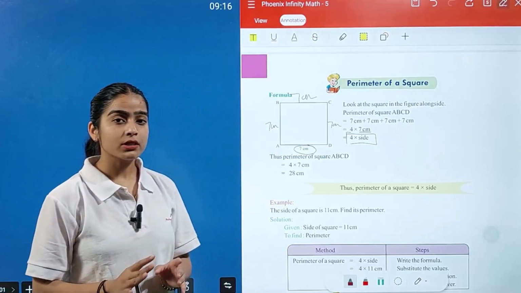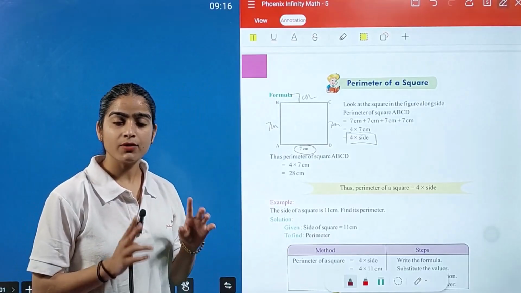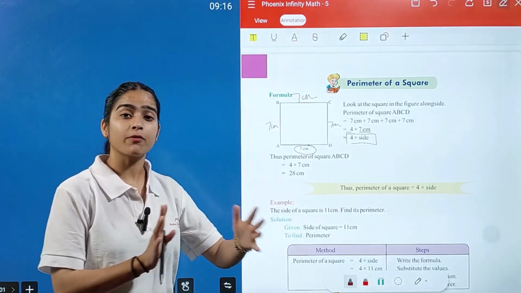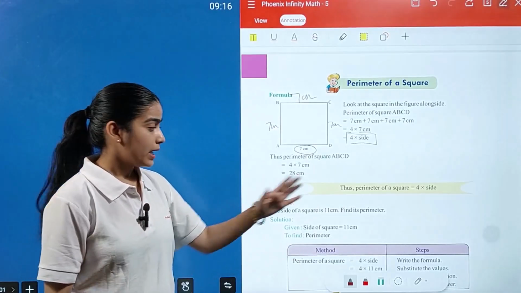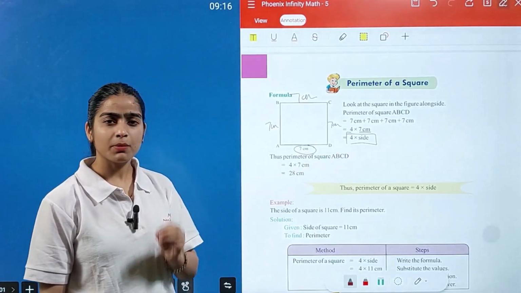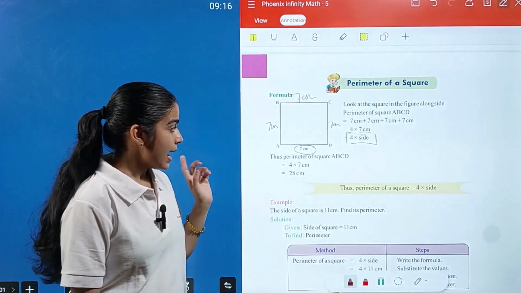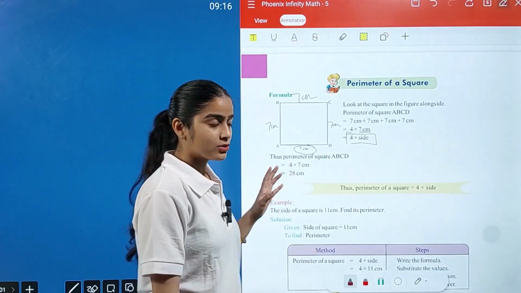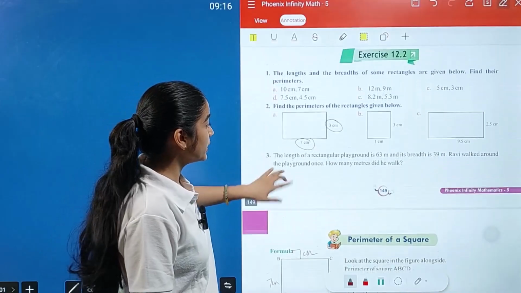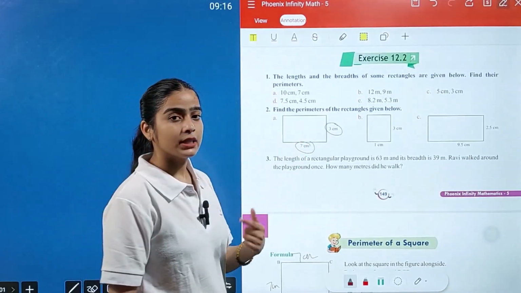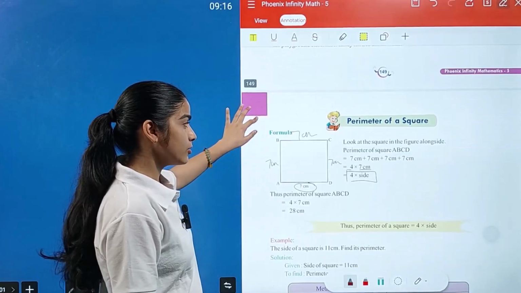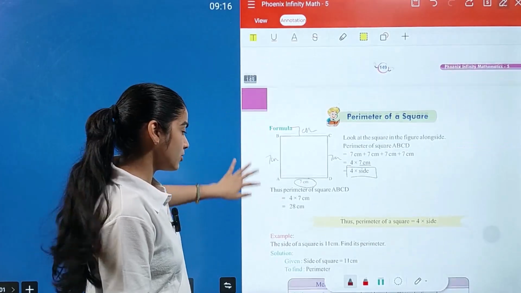So till now we learnt about two formulas. The first, rectangle, where we have to add length and breadth and then we have to multiply it by 2. In this case, in square, you just have to multiply your side with 4. Okay, and always consider, students, you have to add unit after getting your perimeter. Without writing unit, you will not get full marks in your exams.